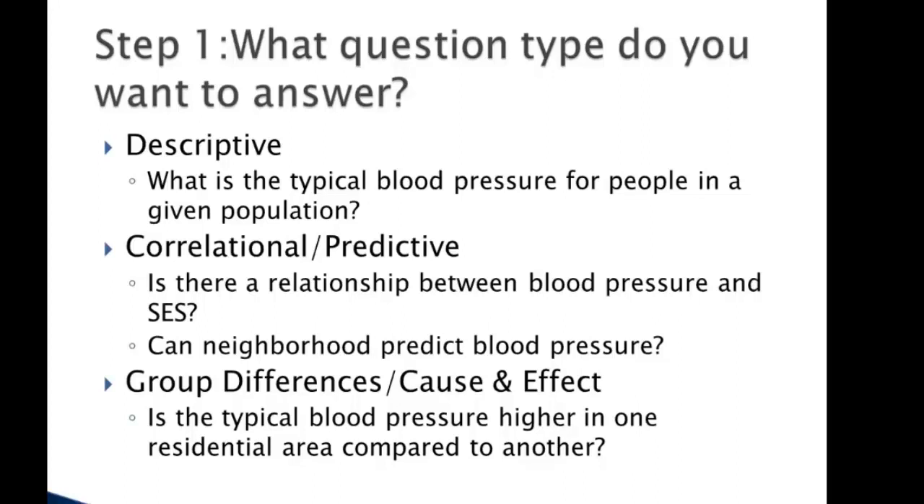So what you have to establish in your situation is, what kind of question type am I trying to answer? Because there are going to be certain types of statistical analysis techniques we will use depending on the type of question we are trying to ask. So it's really important to be able to categorize your research question into one of these three types.